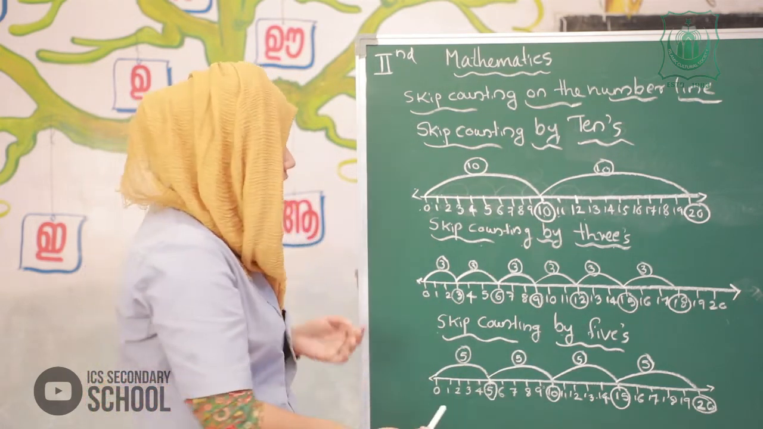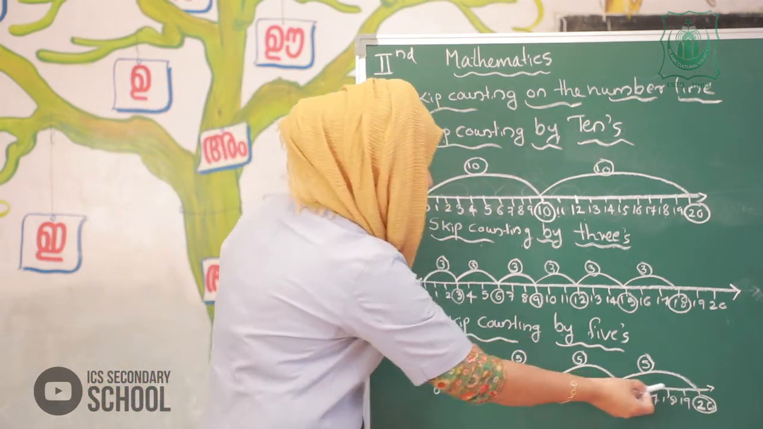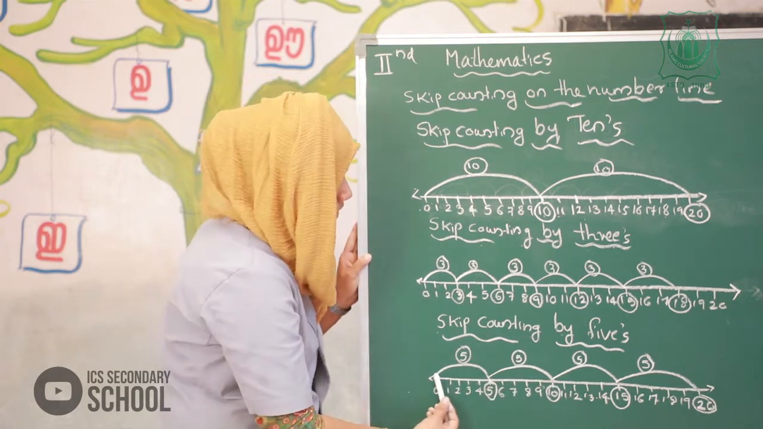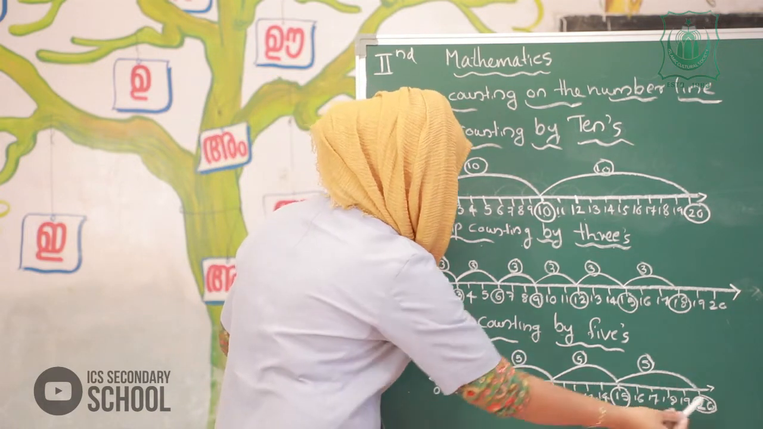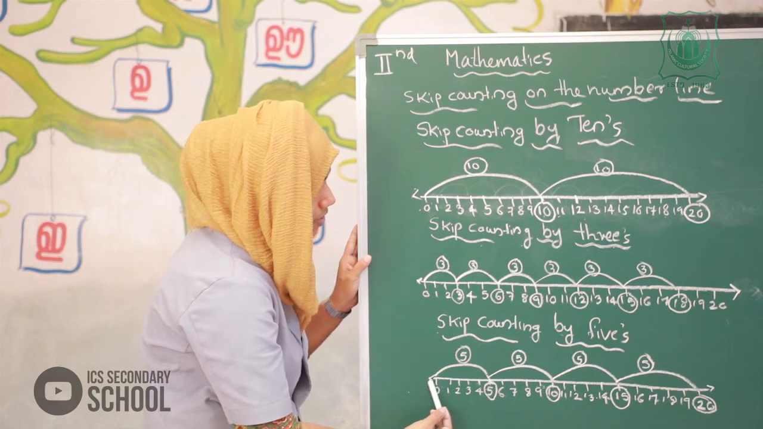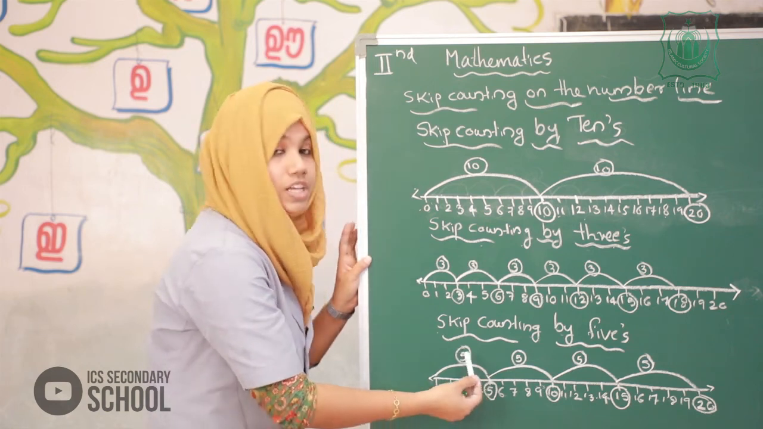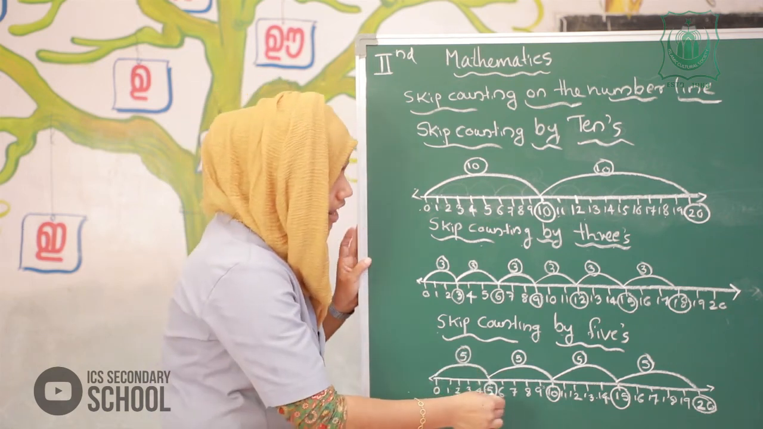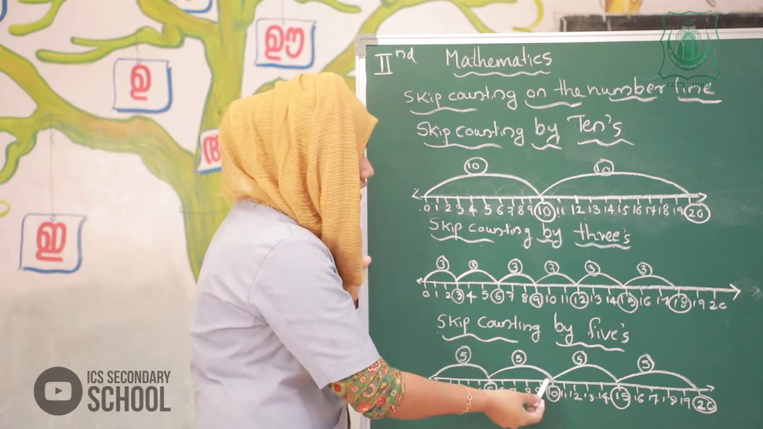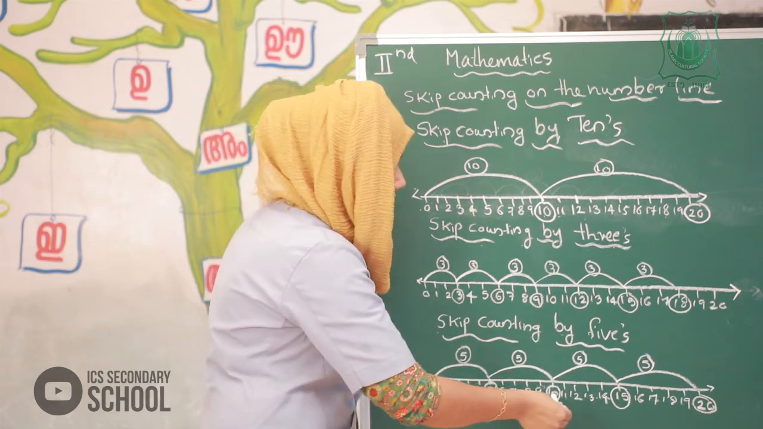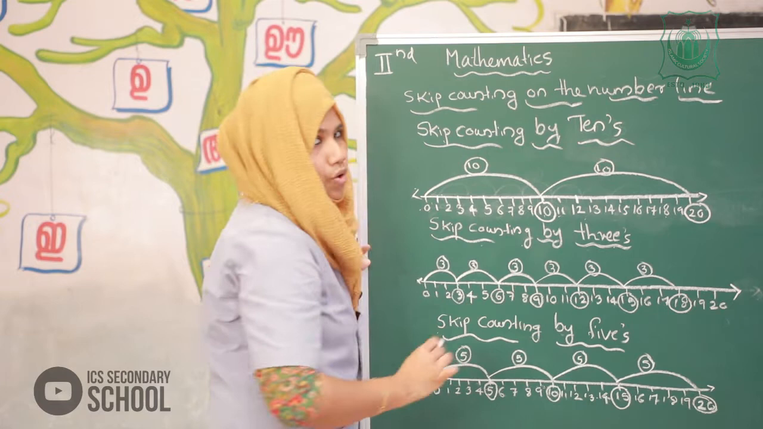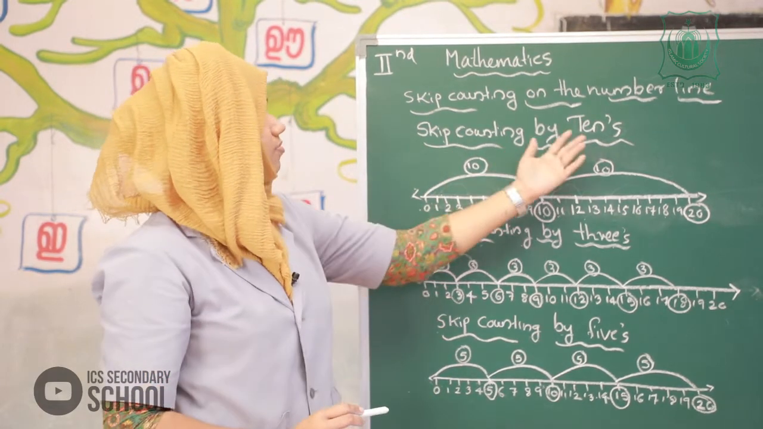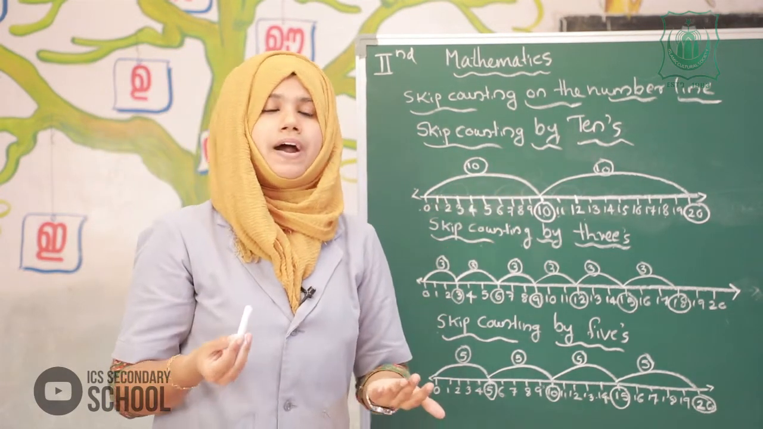Skip counting by 5s. In the same manner make a number line and write the numbers from 0 to 20. Skip the number from 0 and the number is 5. We get 5. Again we skip counting by 5. We get 10, 15, 20 following numbers. Okay. And the last is skip counting by tens.